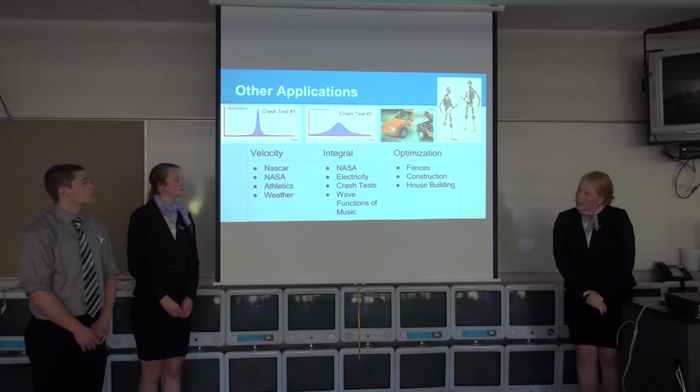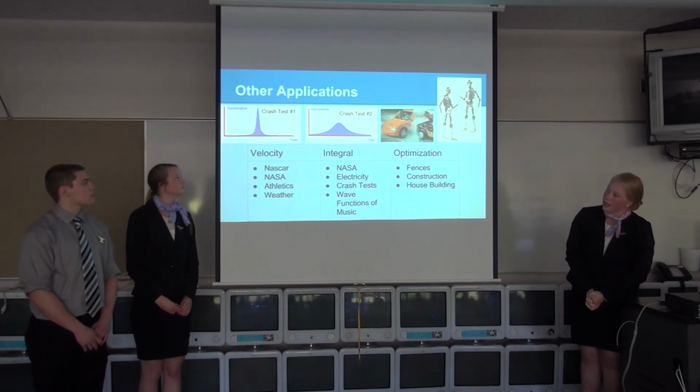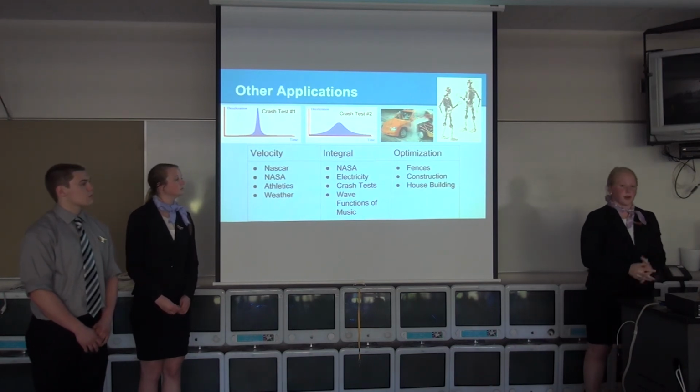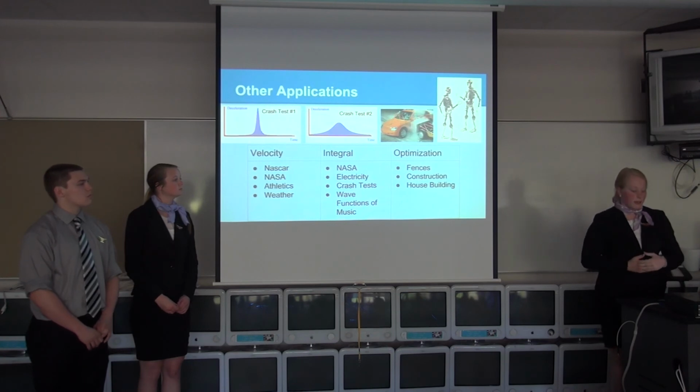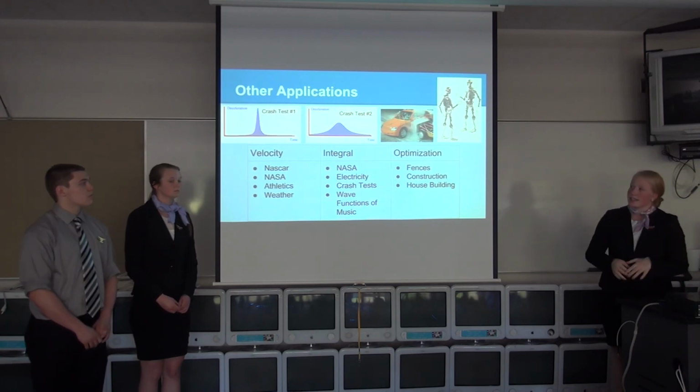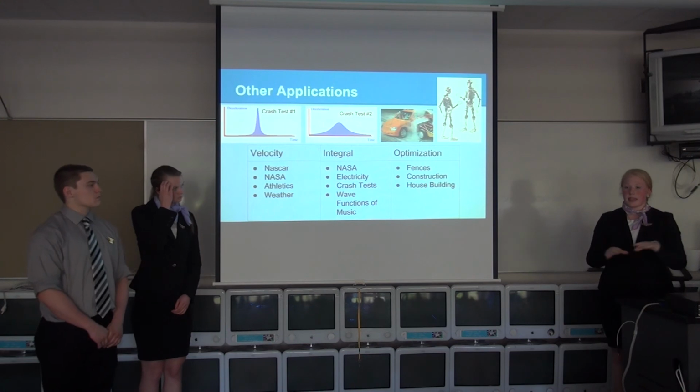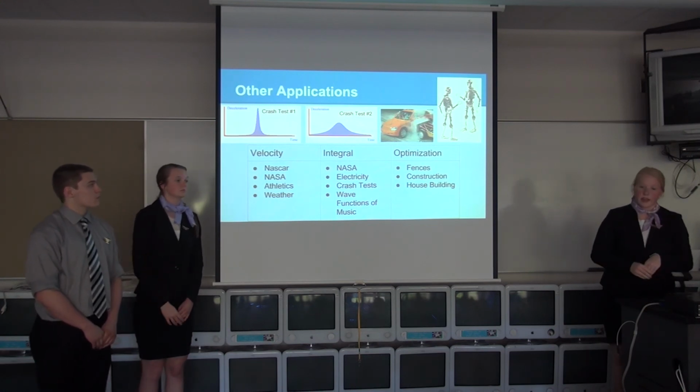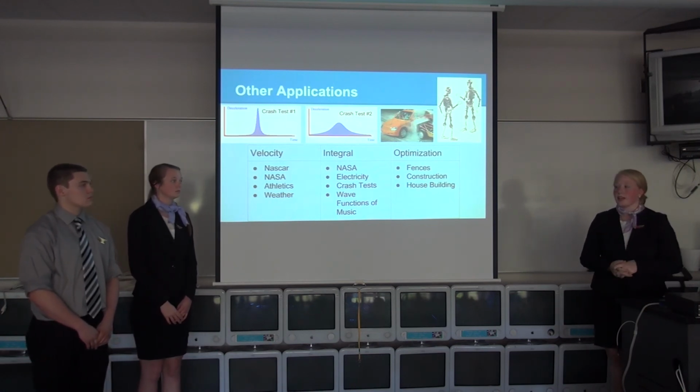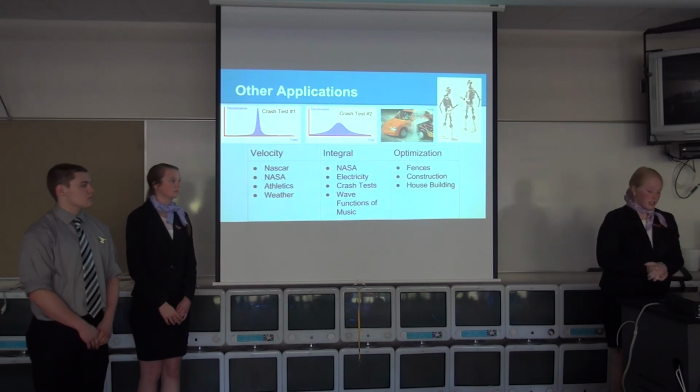The first crash test, it has a lower area underneath the curve, which means that the impact was focused in one major spot, versus the second crash test. It has a larger area under the curve, which means the impact was spread out a little bit more, so the acceleration felt by the car that was hit is less than in the first crash test.